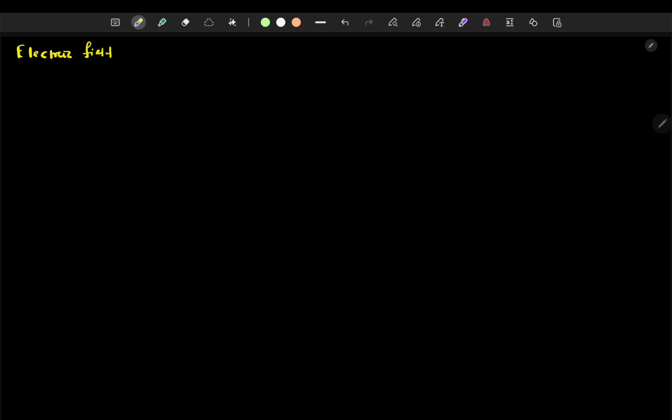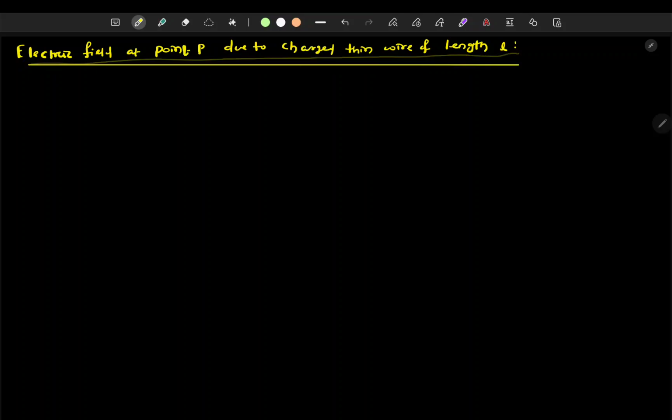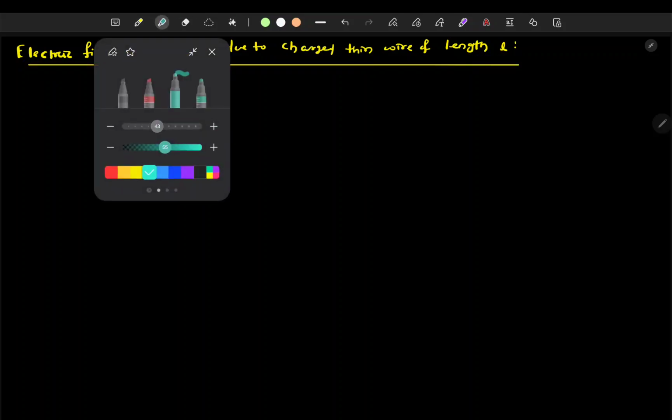Electric field at point P due to a charged thin wire of length L. This is our topic. Clear?